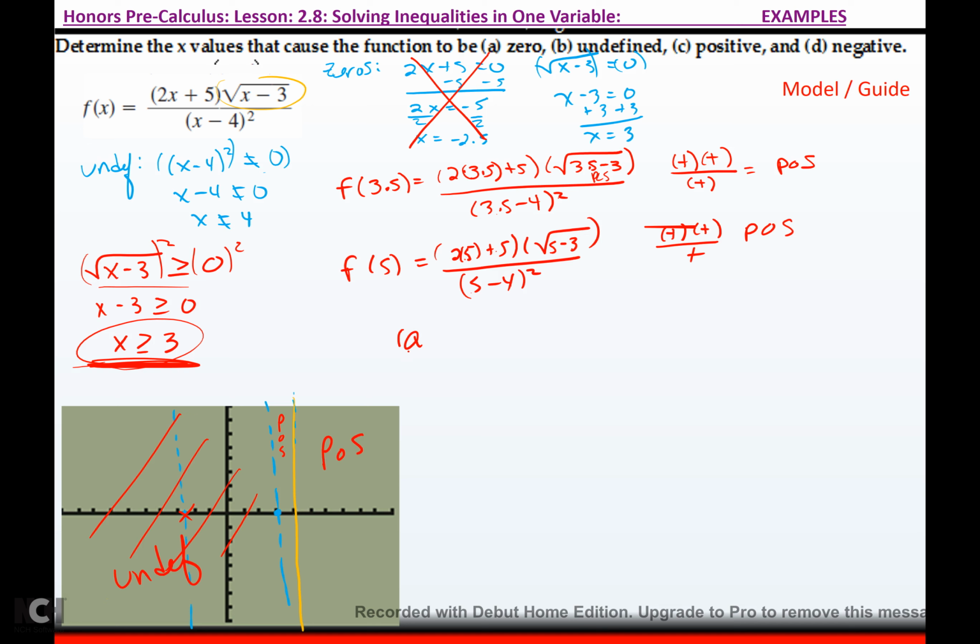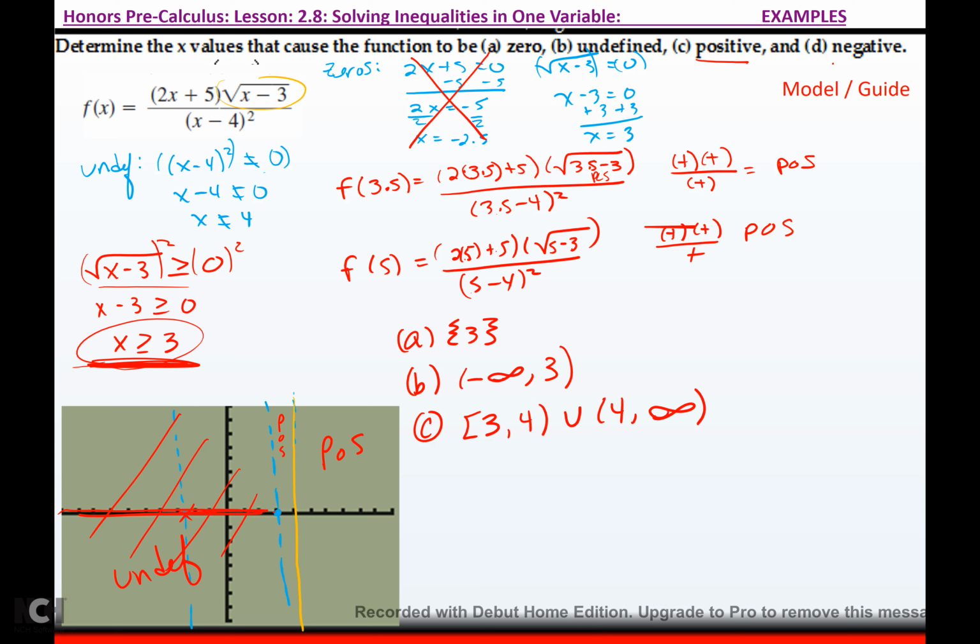Okay. So my zeros for A is at 3. For B, my undefined is everything less than or equal to 3. Well, let's do it in interval. It's undefined from here to here. So it's undefined from negative infinity to, what was that, 3? Right? And then C, where is it positive? We've got to skip that asymptote. It starts being positive at 3 to 4, union 4 to infinity. Yes?